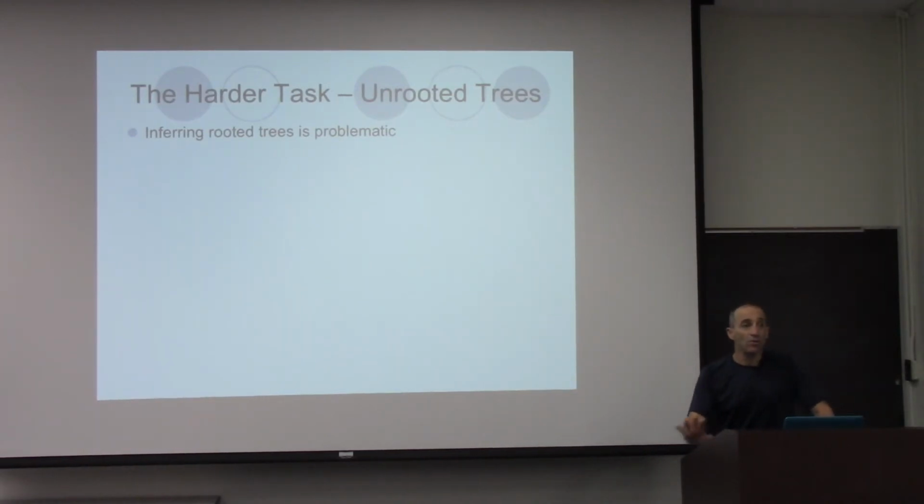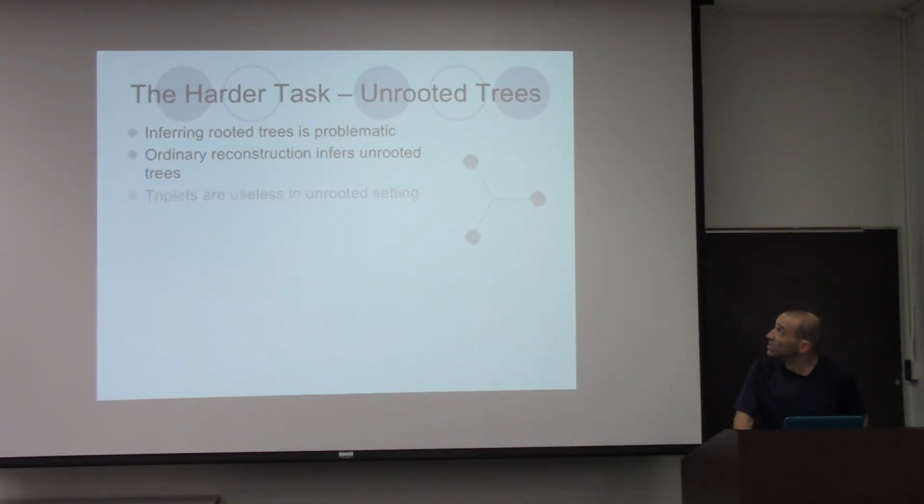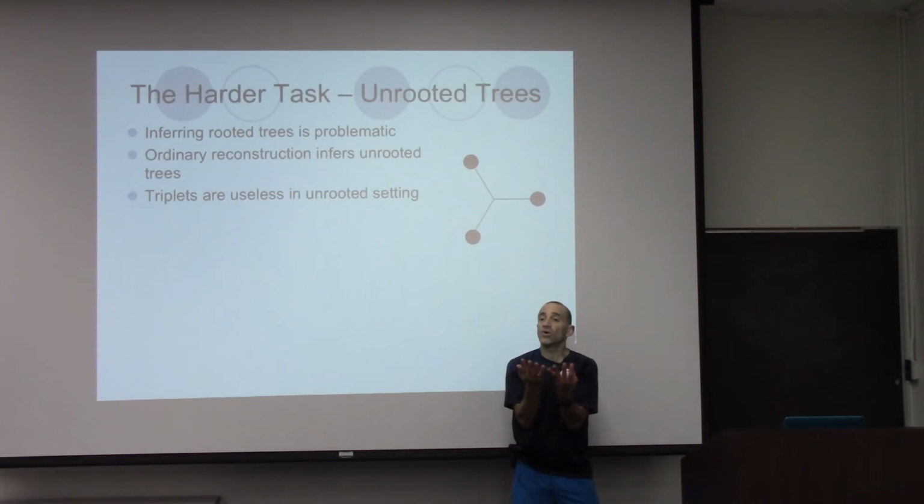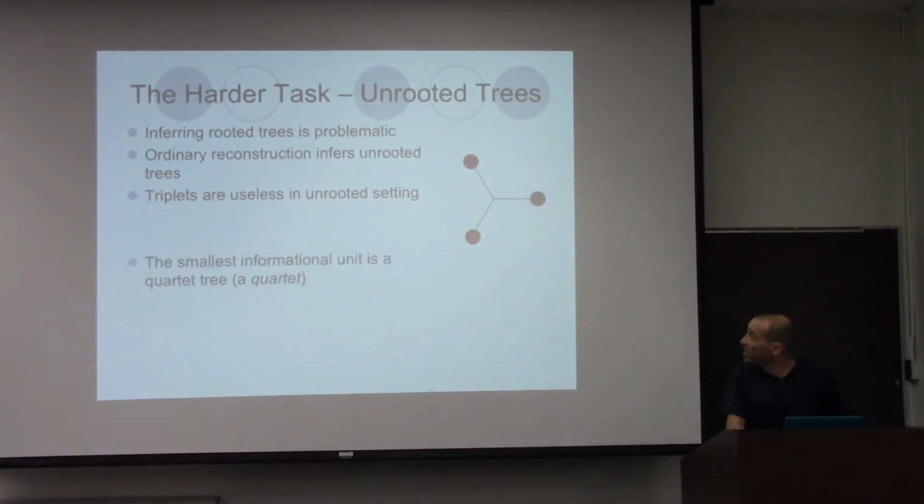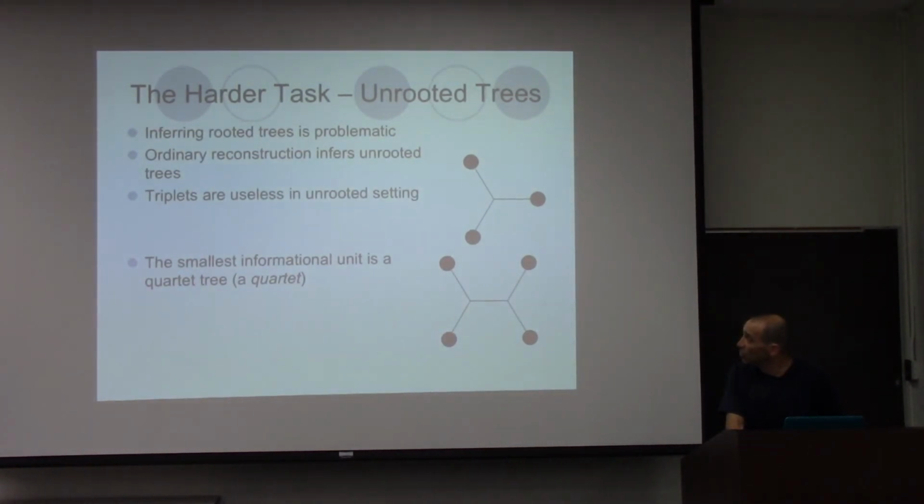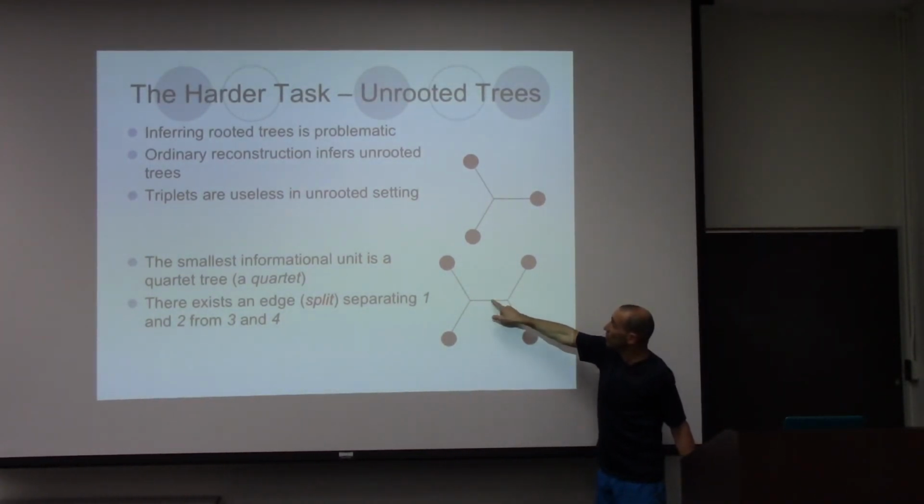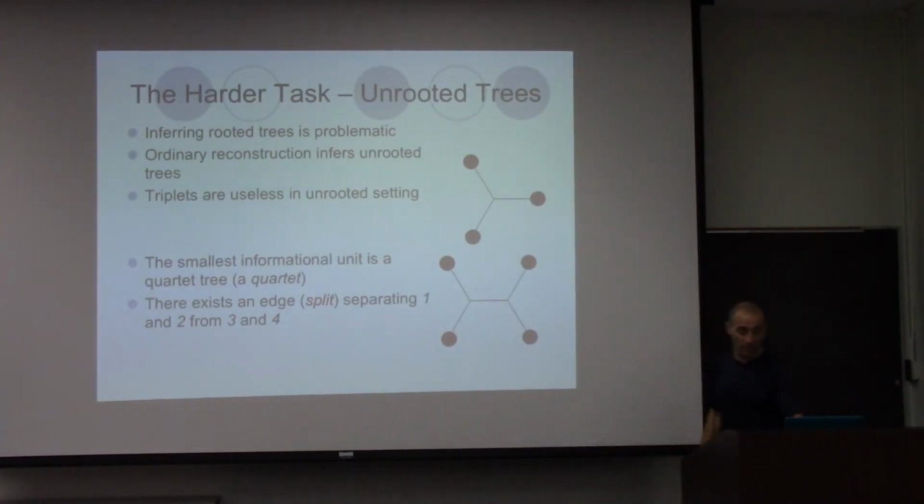Now the harder task. Up to here, we dealt with rooted triplets. Now let's start with less details. The harder task is unrooted trees. Inferring unrooted trees is problematic. Triplets are useless in the unrooted setting. This is a triplet; you have no information at all here. The smallest information unit is a quartet tree, an unrooted quartet. This is a quartet, and there exists an edge split that separates 1 and 2 from 3 and 4.